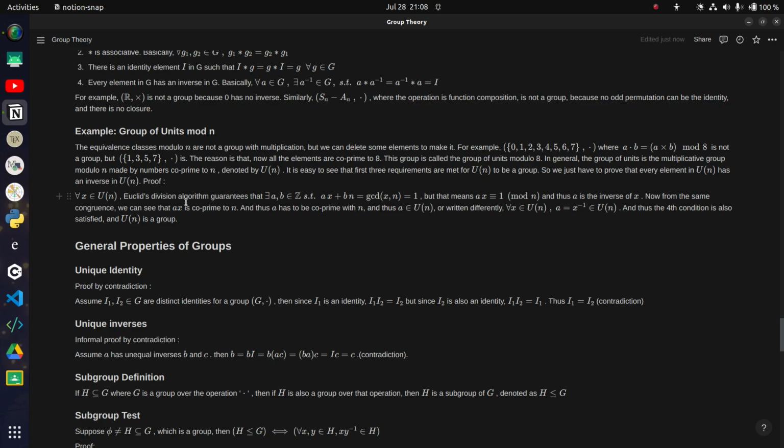Oh, okay, I can say it like this. I can say it like 1 times ax, so ax as a single number, plus b times n, that is equal to the GCD of ax and n, right, which is 1. This was weird. Okay, that's not the way I should say it.